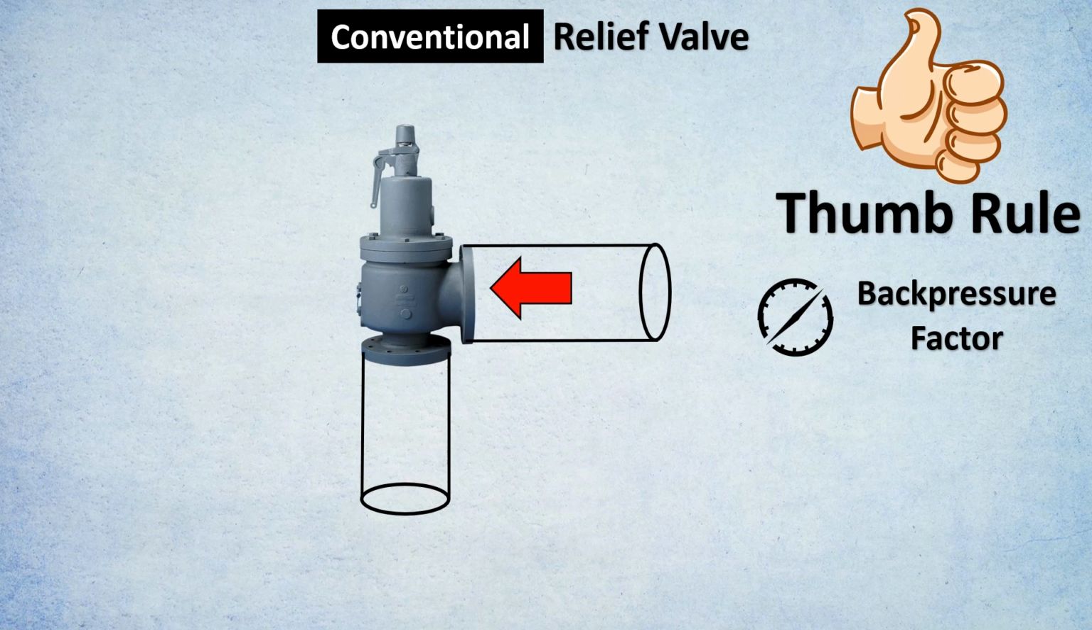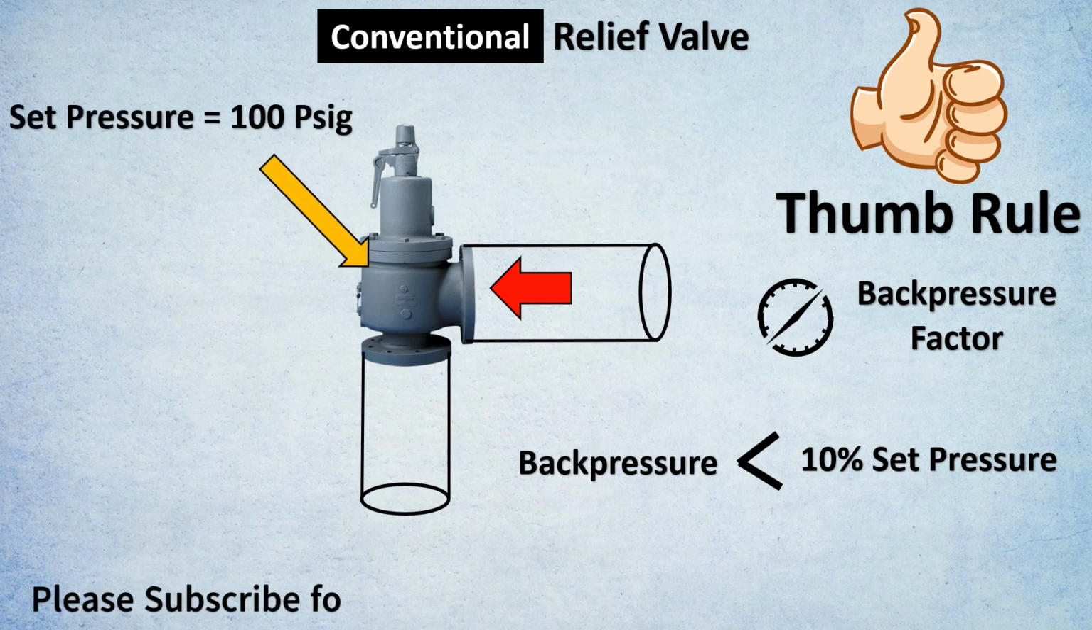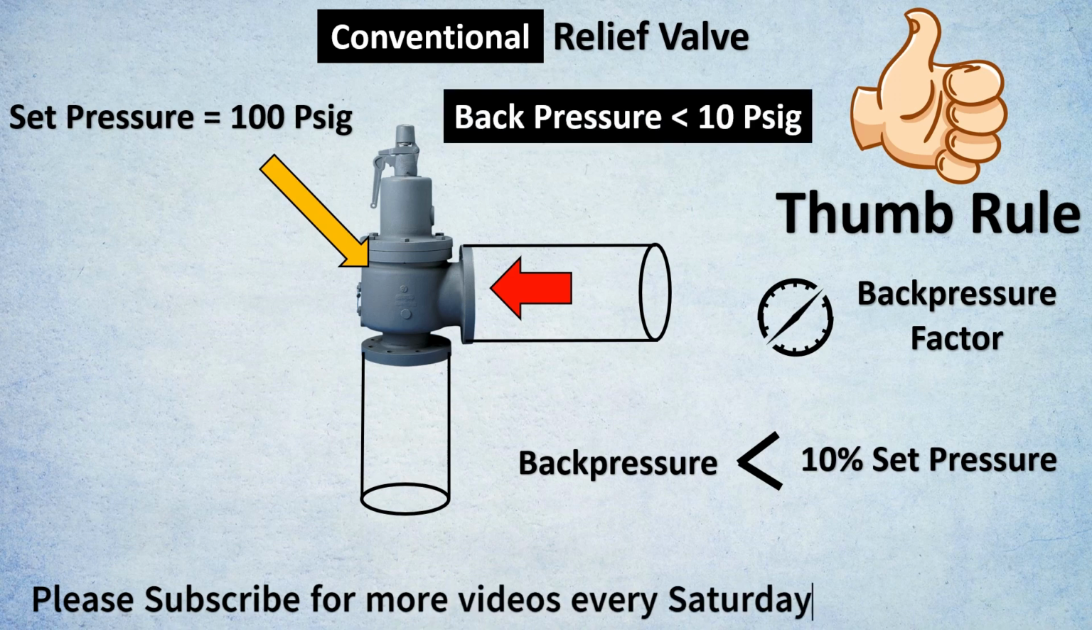Now, in this case, for conventional relief valve, the back pressure should be less than 10% of your set pressure. This is your basic thumb rule for selecting. So, for example, if your set pressure is 100 psig, your back pressure should be less than 10 psig. This is your rule for selecting a conventional relief valve.